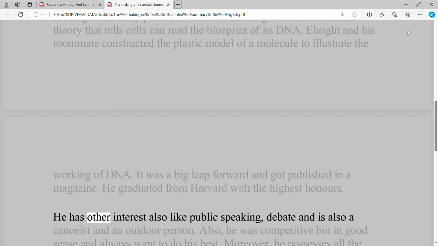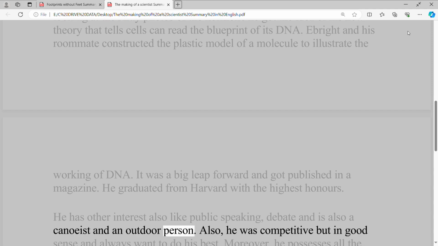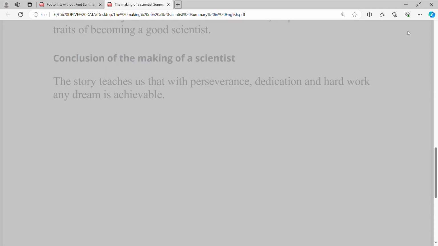He has other interests also, like public speaking and debate, and is also a canoeist and an outdoor person. Also, he was competitive but in a good sense and always wanted to do his best. Moreover, he possesses all the traits of becoming a good scientist.